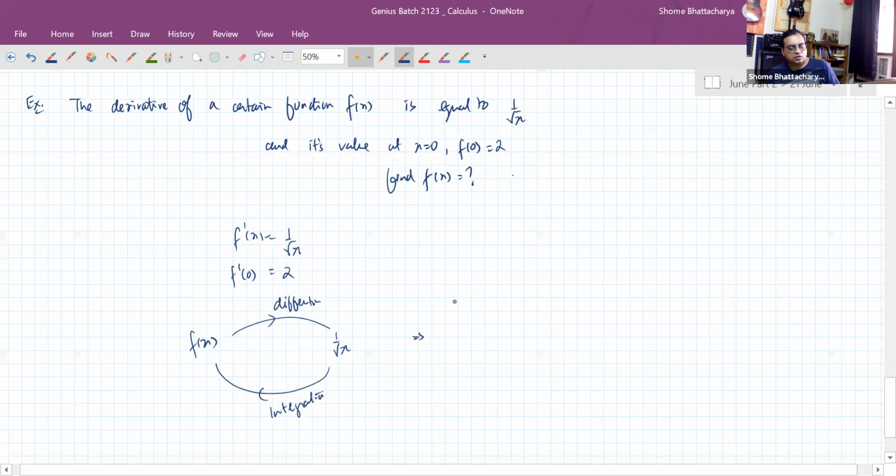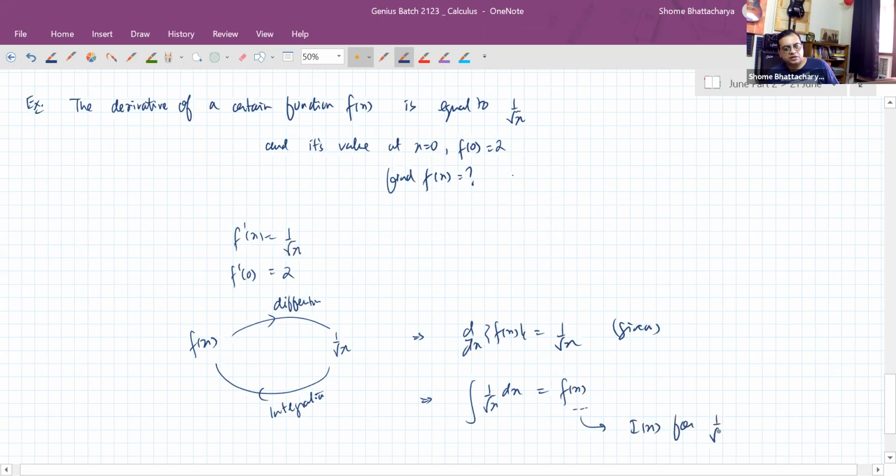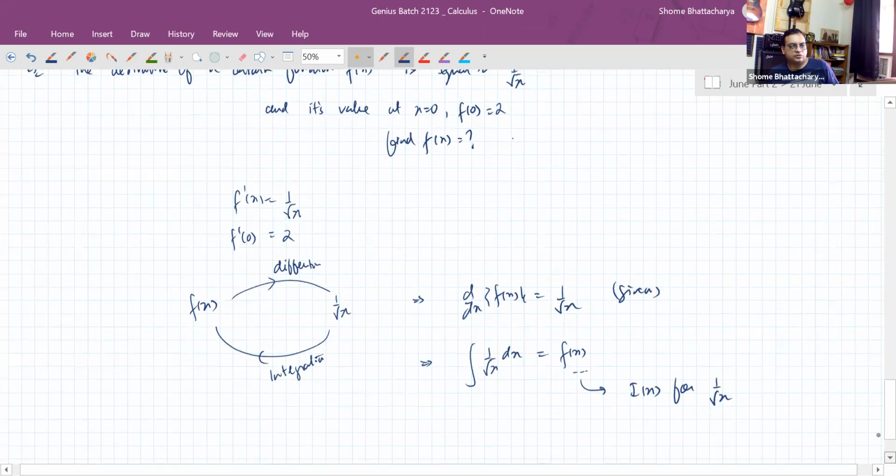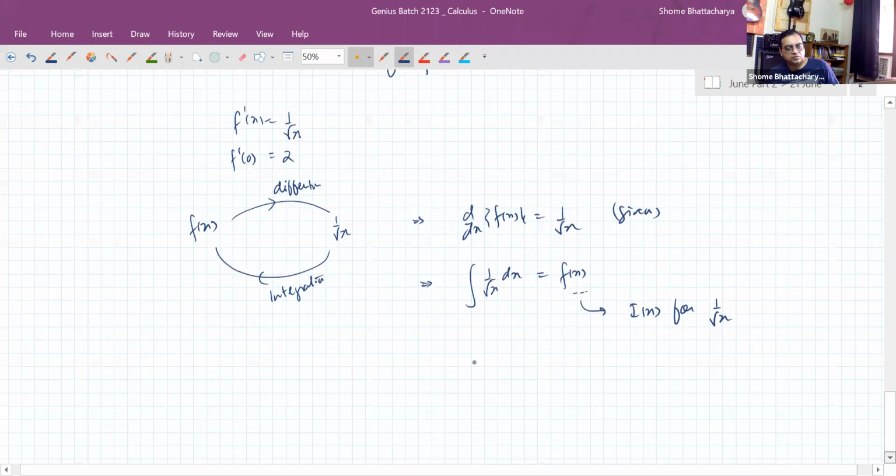So the fact that the differentiation of a function is 1 by root x, given to us in the question, implies that integration of 1 by root x should give us the function. So here, this is basically playing the role of antiderivative. This is the antiderivative for 1 by root x. So now we'll just use the formula of integration.